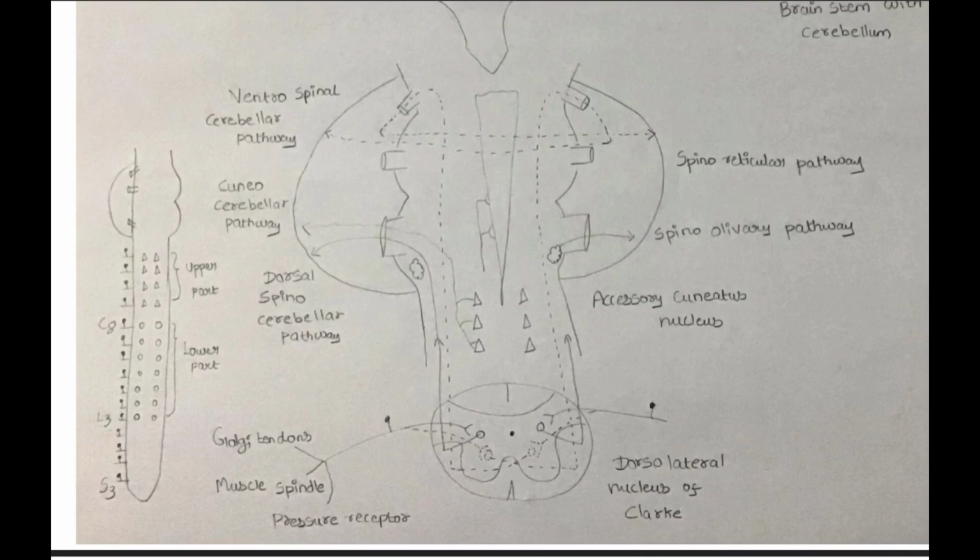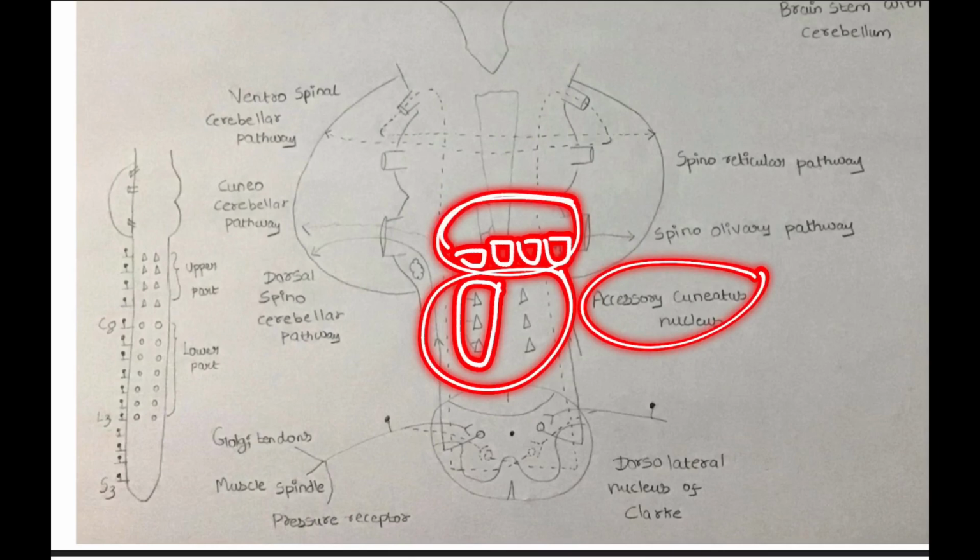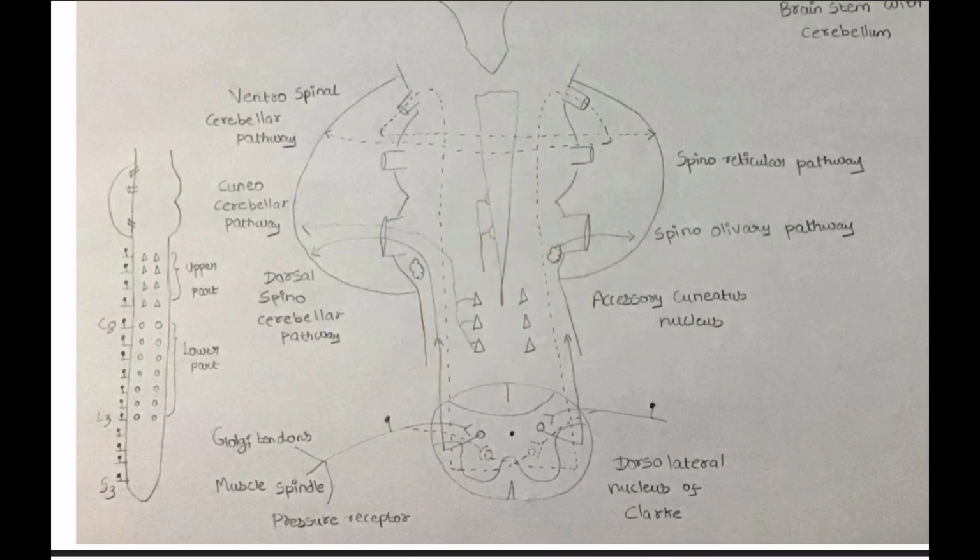oblongata. That is different. This is called accessory cuneatus nucleus because it is near that cuneatus nucleus and gracilis nucleus. That is why it is called accessory cuneatus nucleus. It is near the cuneatus nucleus, but these two have no connection. It is different, and their functions are also different. So please do not confuse that.